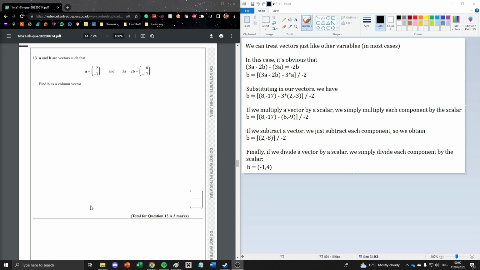So question 13 is looking at column vectors. So we're told that A and B are vectors such that A is equal to (2, -3), and 3A minus 2B is equal to (8, -17). And we're asked to find B as a column vector.